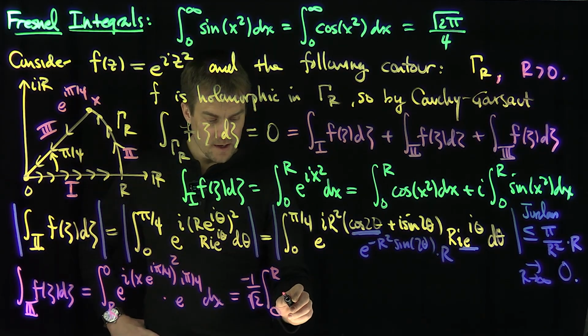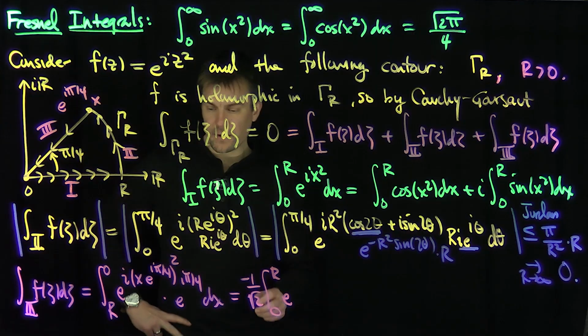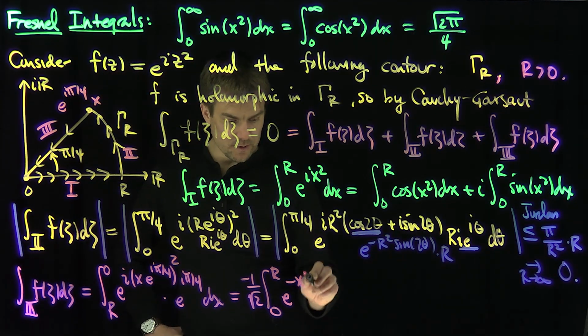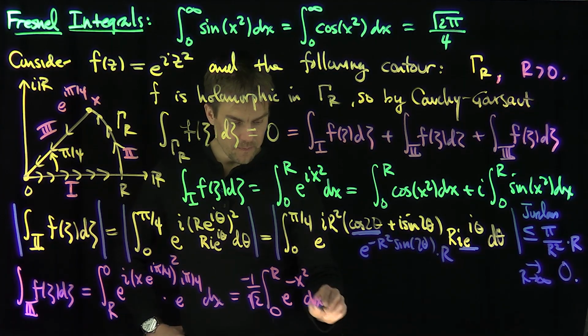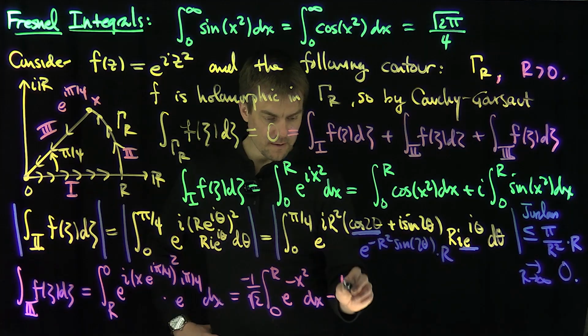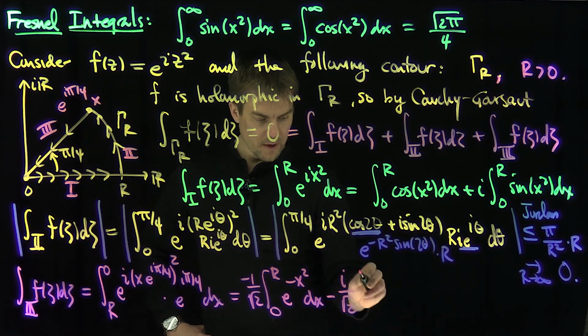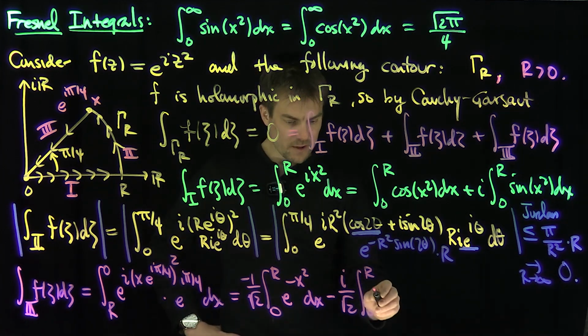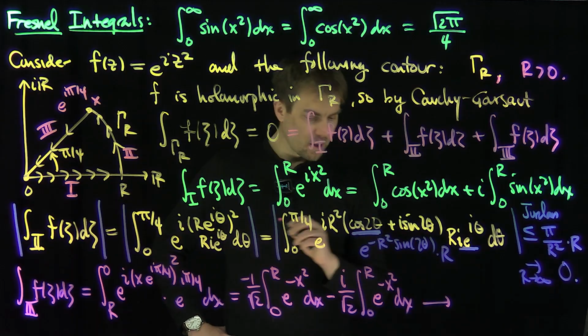And I have an e to the i. Now, this is going to be pi over 2. That's going to give me an i. This is going to be negative x squared dx. And then the i term over here is going to be an i. So minus i over square root of 2, integral from 0 to r of e to the negative x squared dx, which goes to what as r goes to infinity, right?